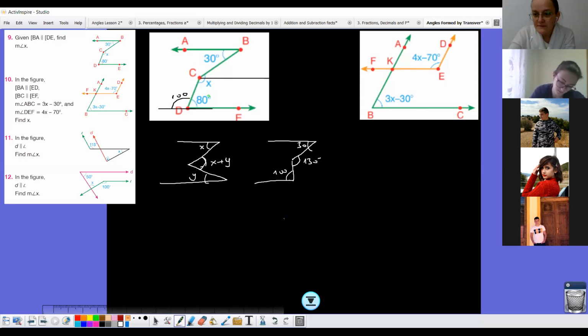Yes, did you understand? Or as I said, look, this one is 30. This one will be 30. Why? Because they are alternate interior angles. And this one will be 100. Why? Because they are on the same side, so they have to be supplementary. So 100 plus 30 will be 130. Did you understand? You have two different solutions.